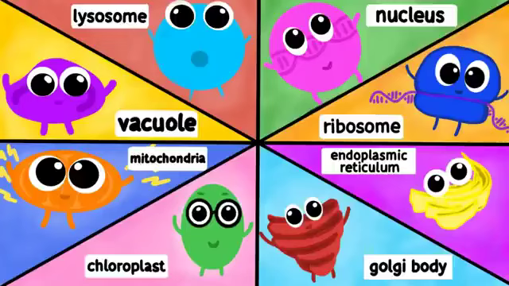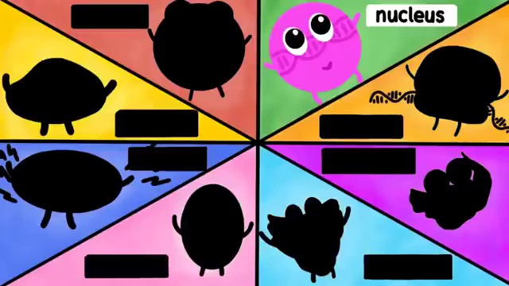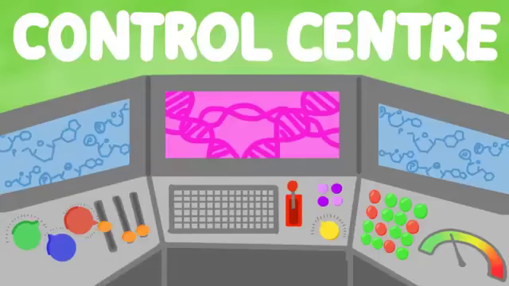For each of these organelles, we are going to discuss their structure and their function. So let's start with the nucleus. The nucleus is like the control center of the cell. It contains DNA, which basically determines everything about you, so it kind of controls you.